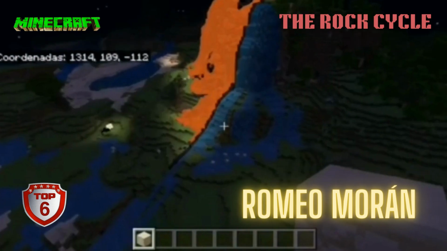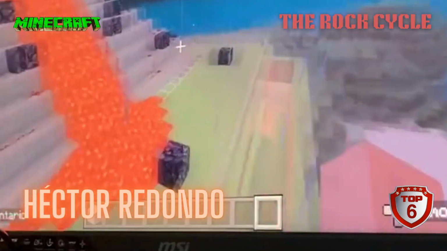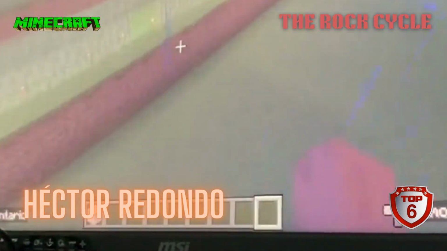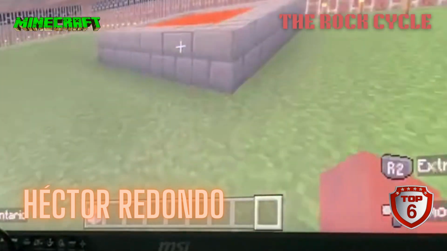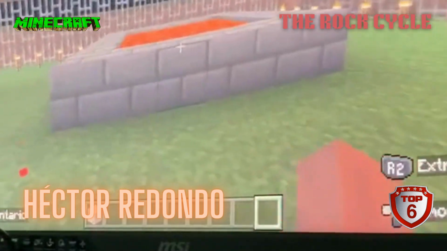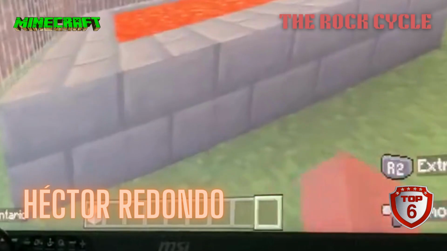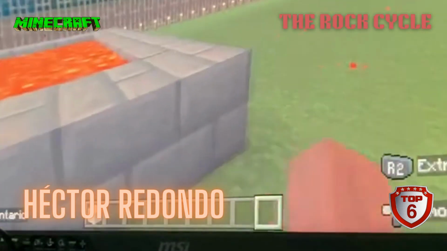Thanks for watching. Hi, I'm Hector, and now I'm going to tell you about the rock cycle. This is my volcano. First, I explain the igneous rock. There are two types, volcanic rock extrusive and plutonic rock intrusive. Okay, here is the volcanic rock, extrusive. It is made from lava on the surface. It is made so quickly that it doesn't have crystals, for example, obsidian.